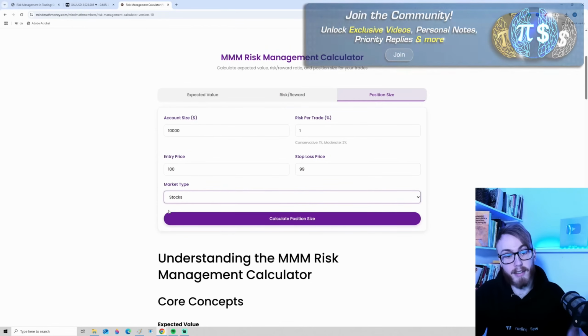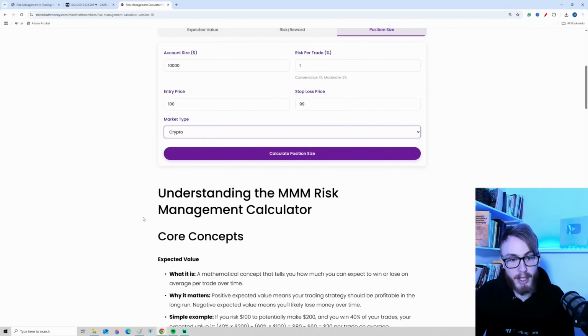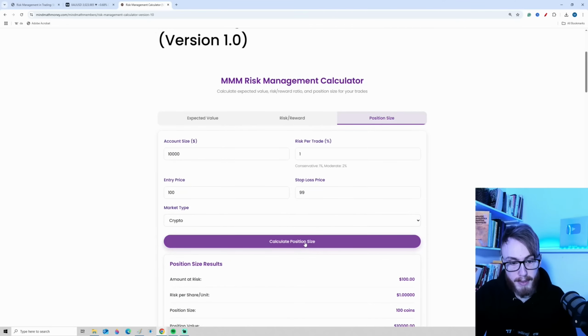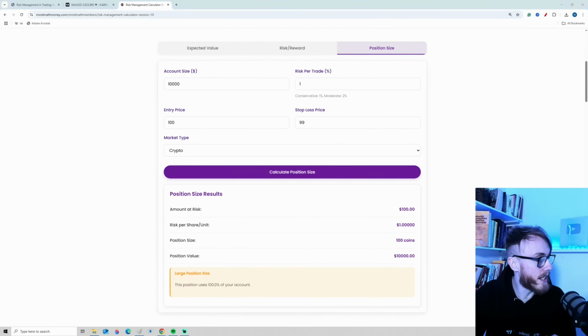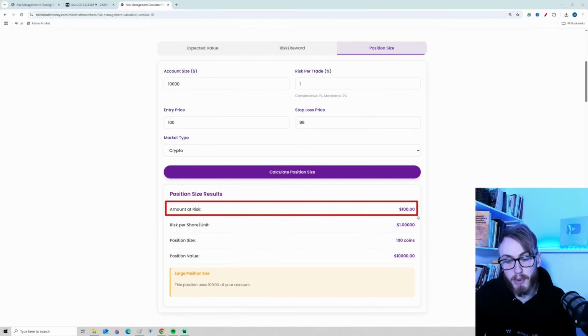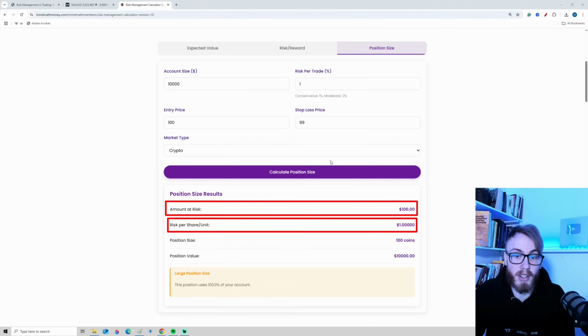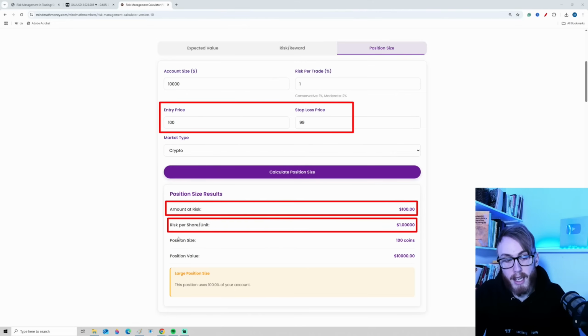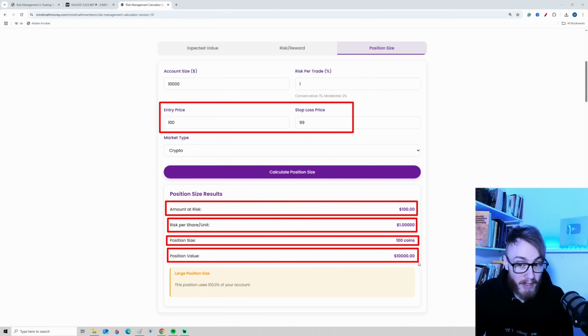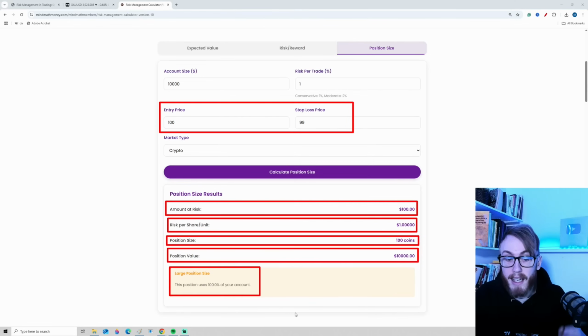You can also choose your market. Let's just say we choose crypto right here and make our calculation. Just like that, you will see first of all how much you risk. We risk $100 because that's 1% of $10,000. You also get the risk per unit, and that is $1 because of our entry price and stop loss. Our position size is a total of 100 coins, and our position value is actually $10,000. And here you get an automatic warning that this position uses 100% of our account, and that might not be optimal.